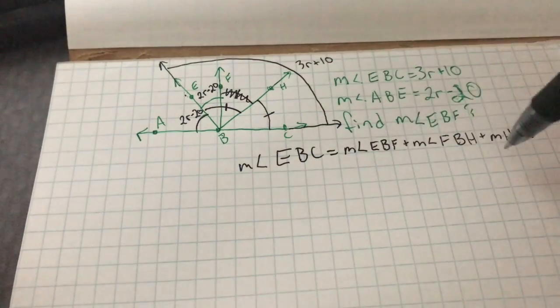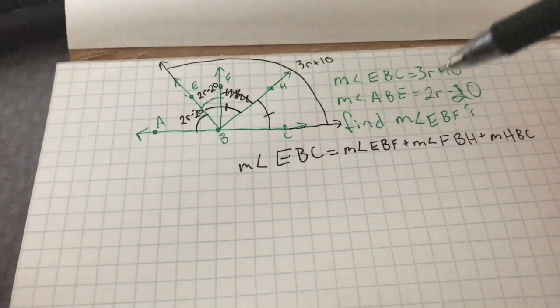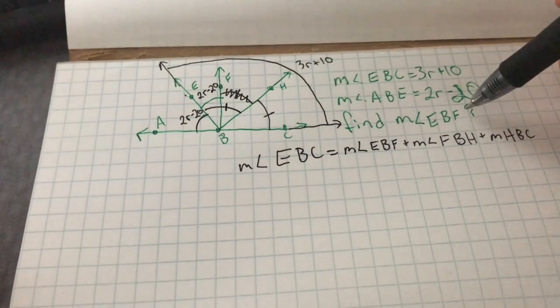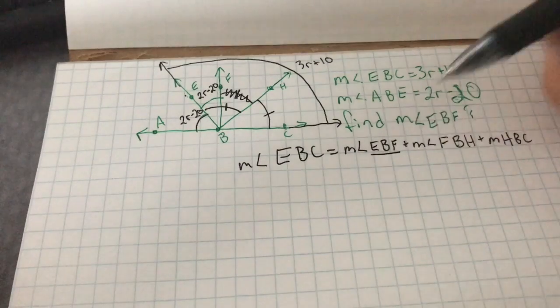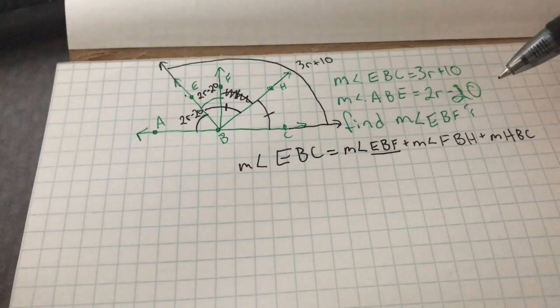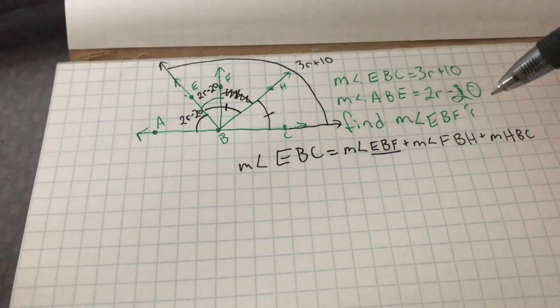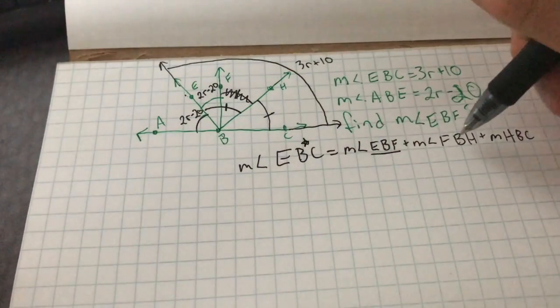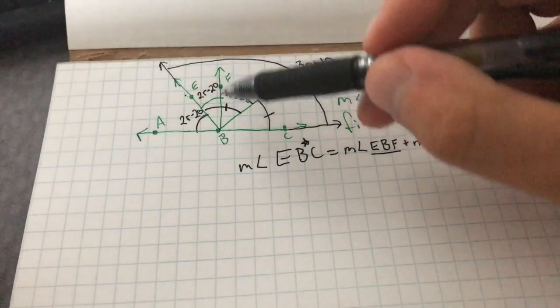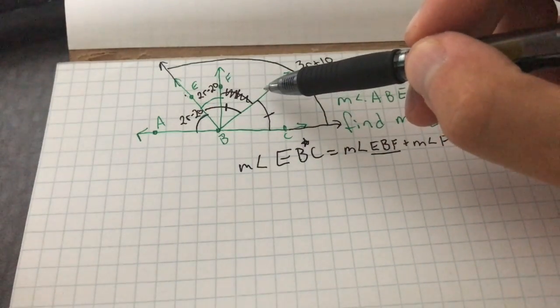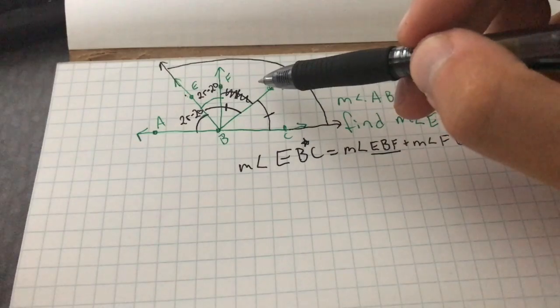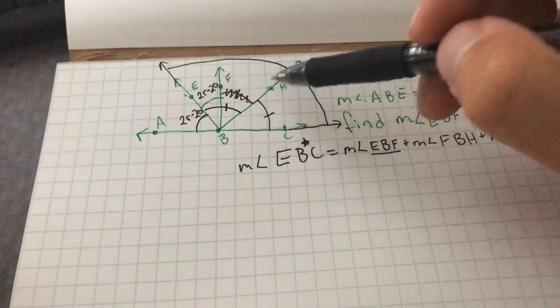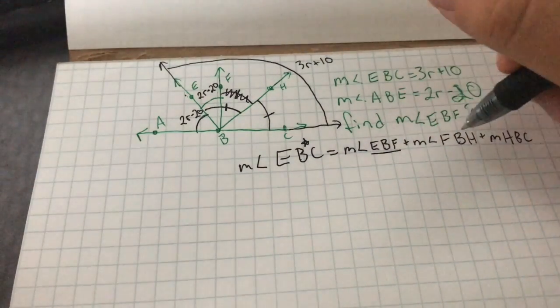All right, so I have this equation. I'm going to also just go ahead and say, so I want to find EBF. So I'm going to underline everywhere I see EBF. And I'm going to star the things that I know. So I know the value of that, FBH. I don't necessarily know the value of FBH.